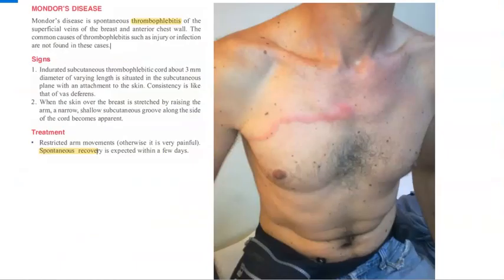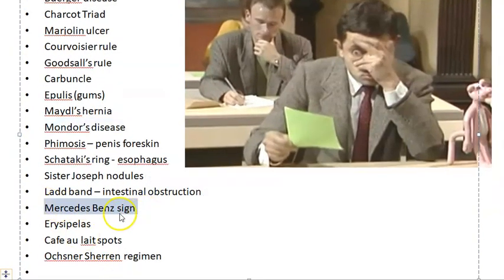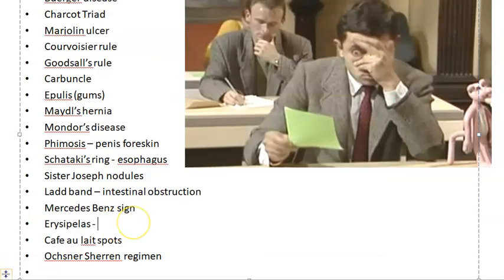I think this Mondor's we missed. Mondor's, let's do it. Mondor's, basically thrombophlebitis, superficial veins of breast, anterior chest wall, okay. Then coming down here, Mercedes-Benz sign, we already told you, gallstones. Erysipelas. Infection of the upper layers of the skin, is superficial, is caused by streptococcal bacteria. Milian's ear sign positive. So something to do with the skin, this one.